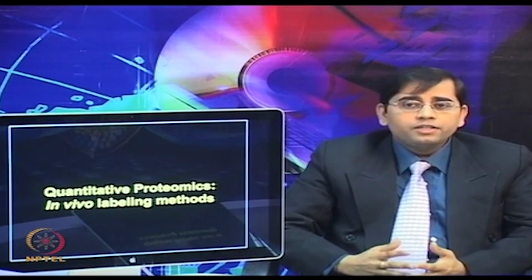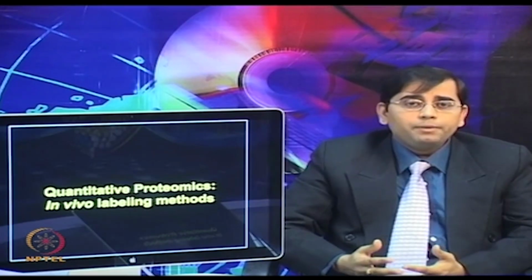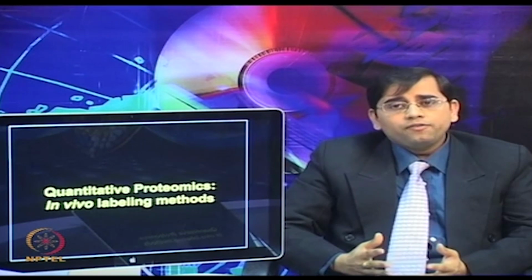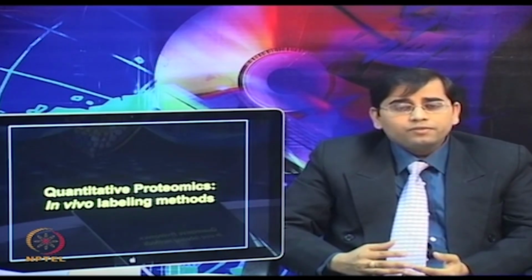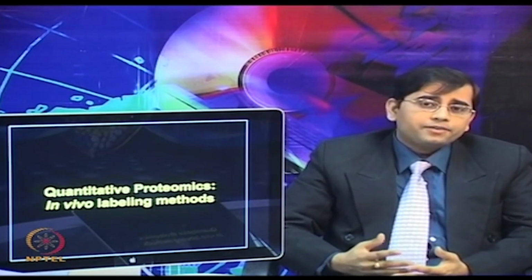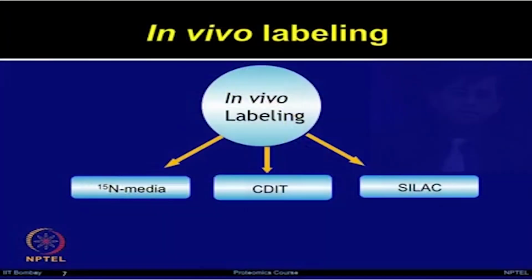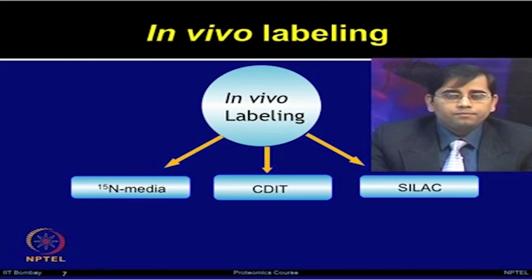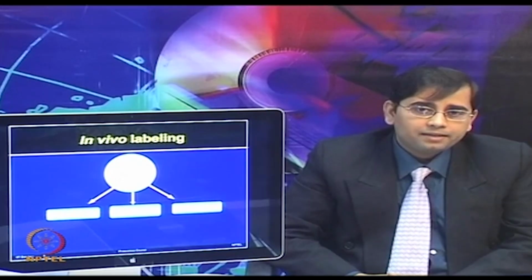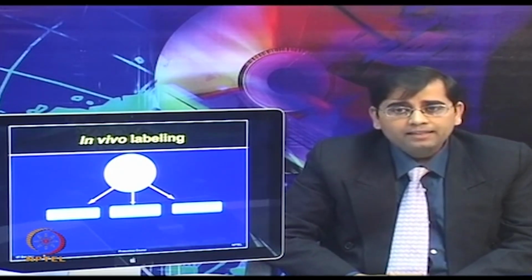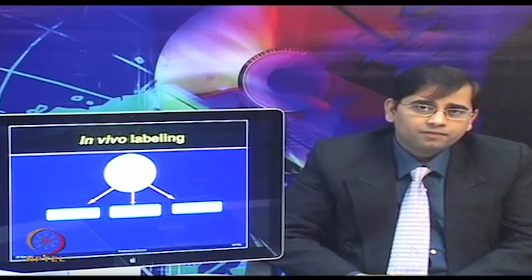For comparative and quantitative proteomic analysis, the development of stable isotope tagging methods allows the quantification of relative levels of proteins. These differentially labeled peptides with stable isotopes can be distinguished by characteristic mass shift in MS. The different ways of in vivo labeling are enrichment of 15N media, the culture derived isotope tags or CDIT, and stable isotope labeling by amino acids in cell culture or SILAC. We will discuss the 15N media method and culture derived isotope tags briefly, and then we will focus mainly on the SILAC method for the rest of the lecture.